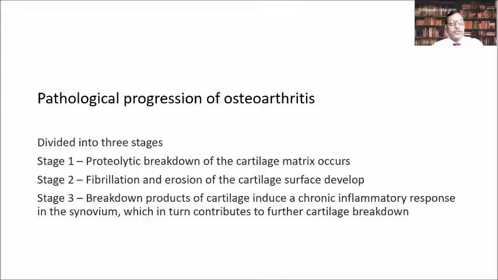There is some pathological progression occurring in osteoarthritis, and it is divided into 3 stages. Stage 1 is proteolytic breakdown of the cartilage matrix. Stage 2, fibrillation and erosion of the cartilage surface develop. And stage 3, breakdown products of the cartilage induce a chronic inflammatory response in the synovium, which in turn contributes to further cartilage breakdown.